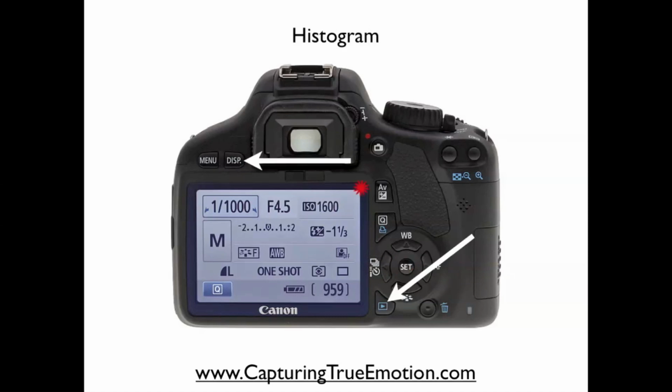Your histogram. To access your histogram, the histogram is a graph, gives you those up and down mountain and valley looking little peaks. You would push your play button to access an image, hit playback, pull up any image that you've taken. Once you see it here in your monitor, then you would hit your display button, and then you would be able to see all of the information about your image, including your histogram.